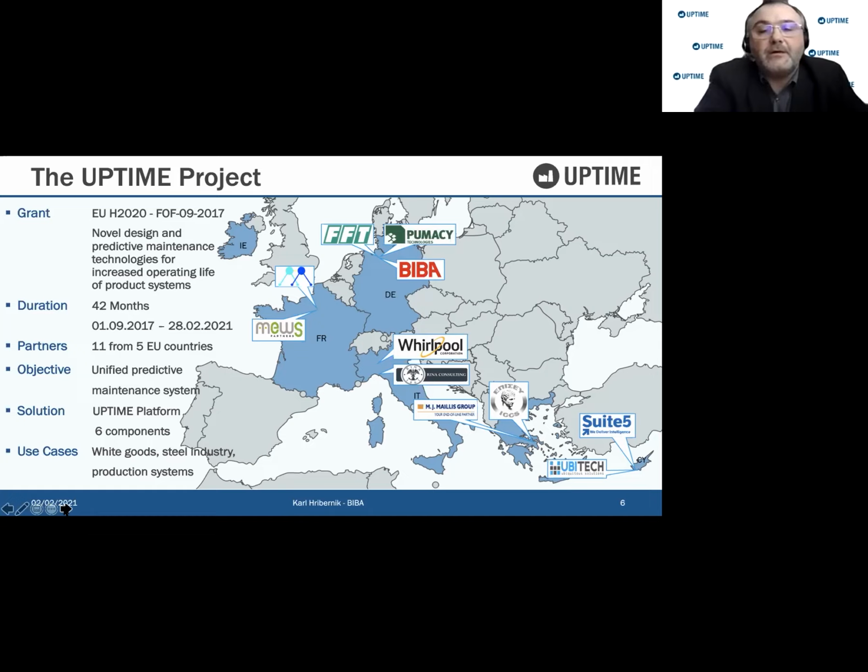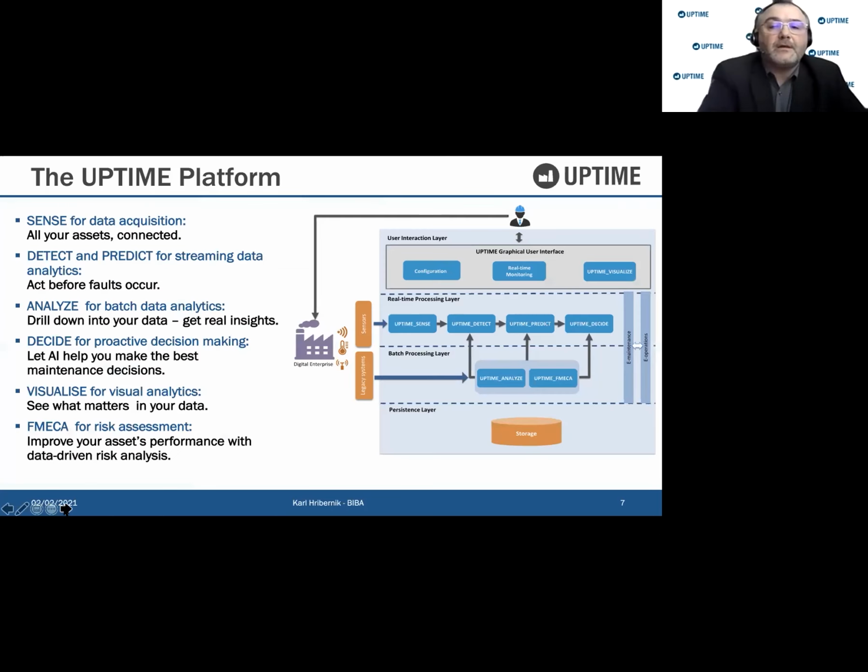I won't go into detail who's involved, but we have research organizations like ourselves. We have large industry. We have a number of solution providers and consultancy companies in the team. Our objective was to build a unified predictive maintenance system, and I think that is an objective which we have achieved. Our solution is the Uptime Platform, consisting of 6 components, and we've validated that in 3 different use cases: in the white goods industry with Whirlpool, in the steel industry with Milas, and production systems transport with FFT. Next slide, please. This is the Uptime Platform.